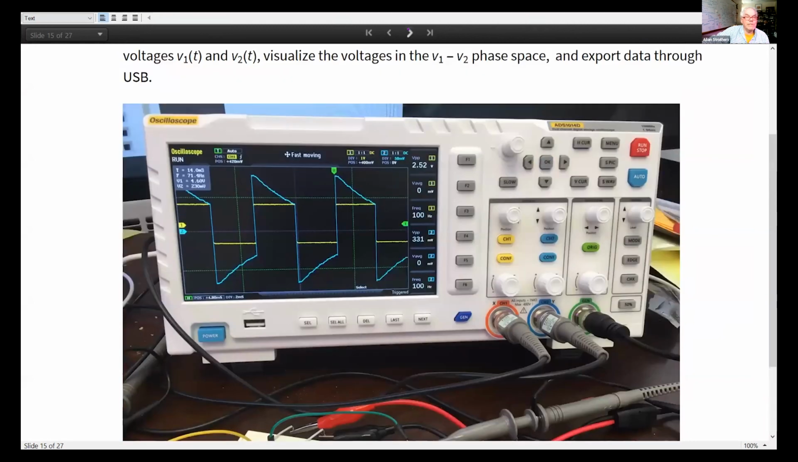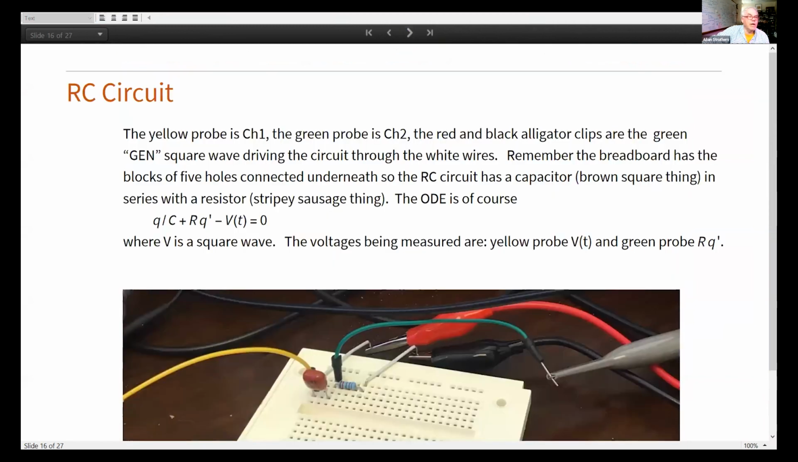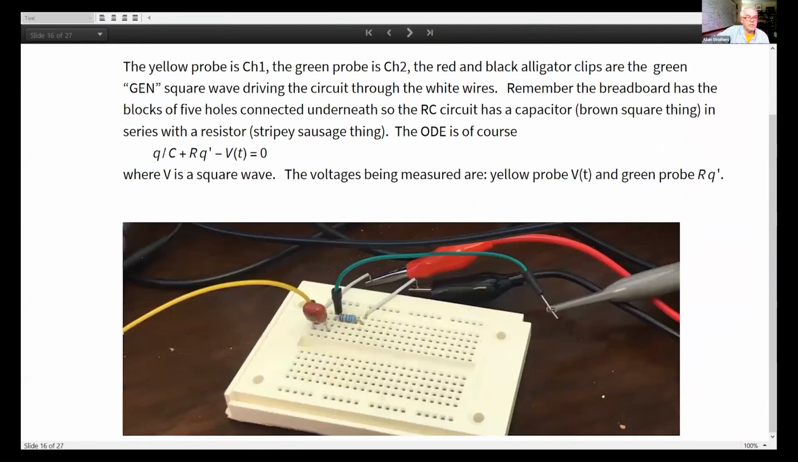Any questions? What we're going to do? We're going to maybe sit and play with the oscilloscope a little bit. Going to see what else we can do. Oh yeah, I've got to zoom in on my circuit.